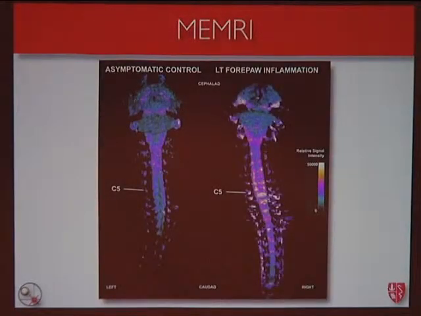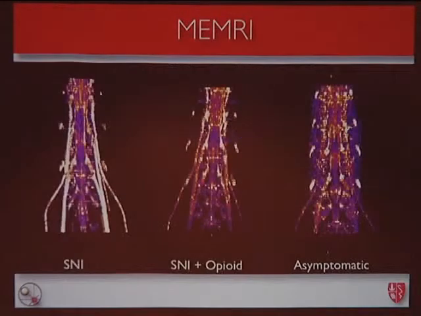I did left forepaw inflammation with CFA. This is a brain of a rat, and this is their cervical cord, and this is the asymptomatic control. This is the forepaw of the rat. This is the cervical cord of a rat, but this is C5, which innervates the forepaw, which was inflamed. And so we're seeing increased manganese uptake there, shown by the kind of white color.